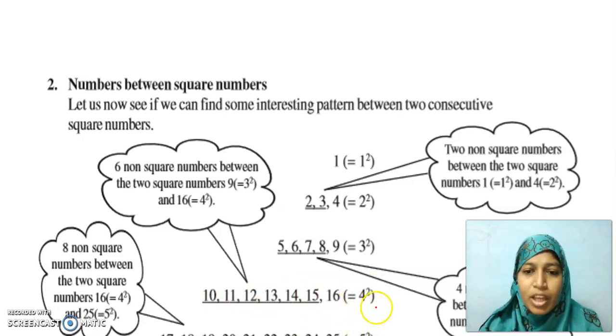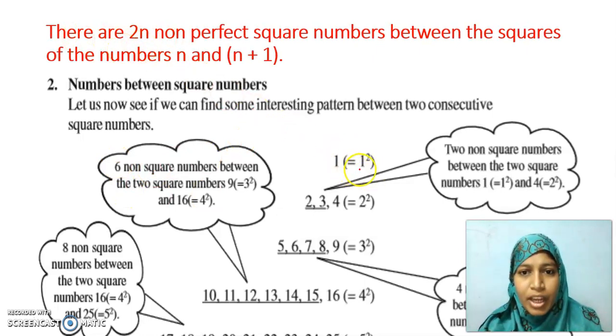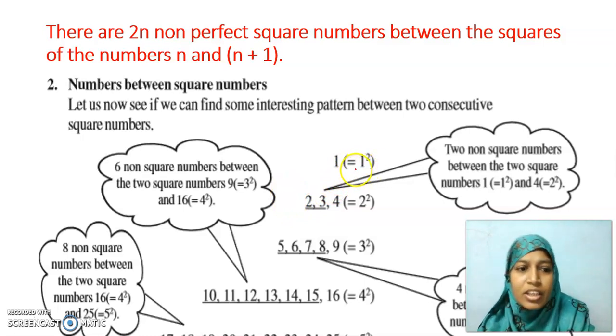Then how many numbers will be there between 5 squared and 6 squared? 10 numbers will be there. Then 6 squared and 7 squared, I will have 12 numbers. Understood? So I can conclude that there are 2n. If this is going to be n, I should multiply with 2 to get the number of non-square numbers between those two square numbers. Is it clear, my dear children? This is the second property that we are seeing today.